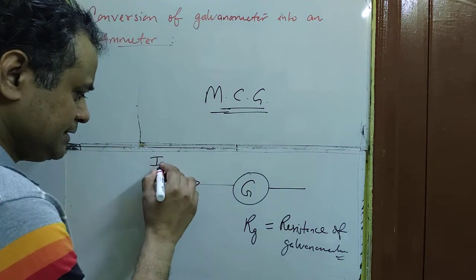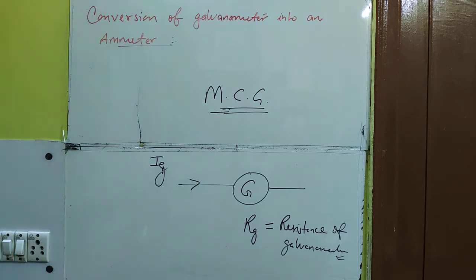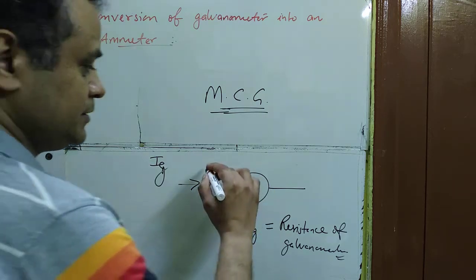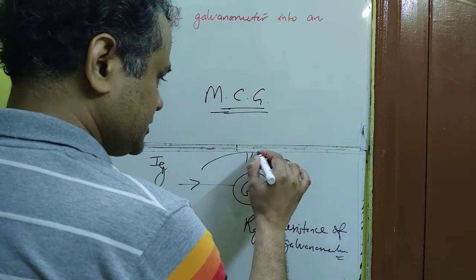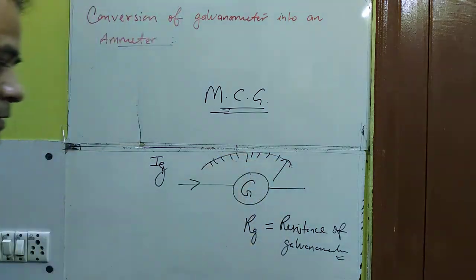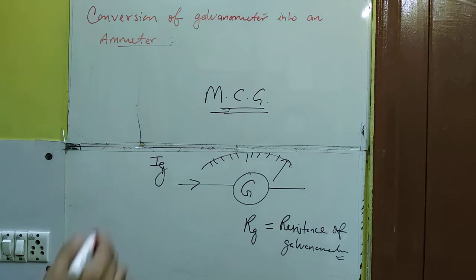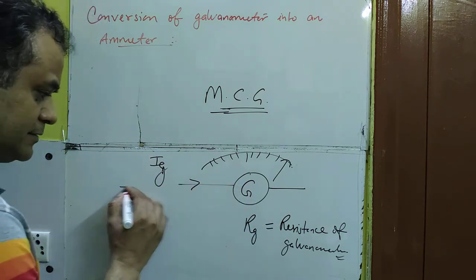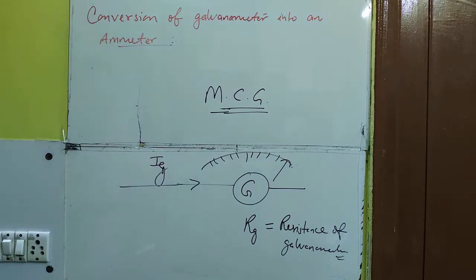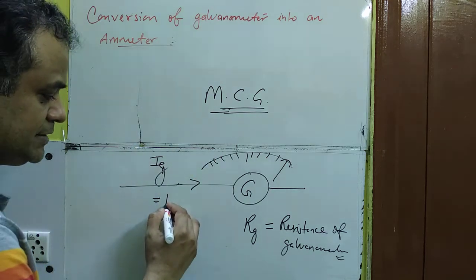And Ig is the current which, when it passes through this galvanometer, makes its needle show the maximum deflection. So Ig is very small because it is highly sensitive. Suppose that we take a simple example. The value of Ig is 1 milliampere.